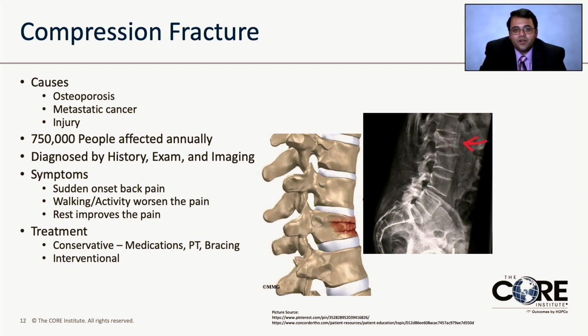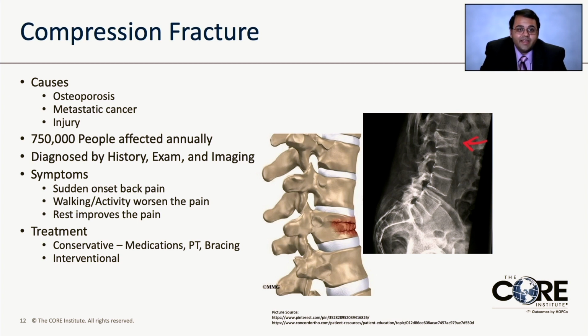Someone who has an osteoporotic fracture may not even have fallen or injured themselves. Just coughing or sneezing can cause a fracture like that in the spine. Usually we see this in someone who's older, 60s, 70s, 80s, even older than that. There are approximately 750,000 fractures a year, or it affects about 750,000 people a year.